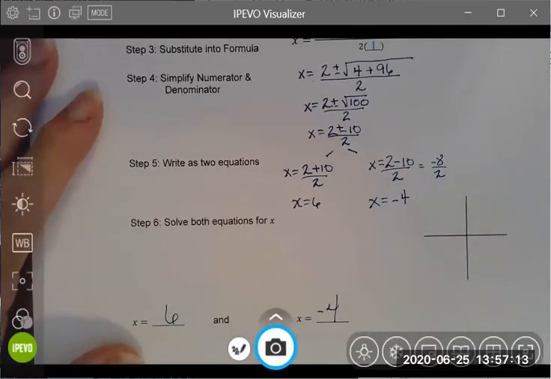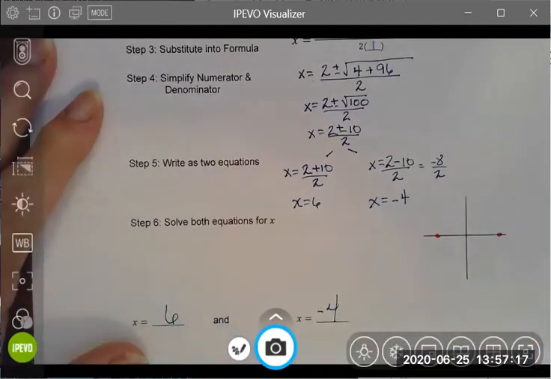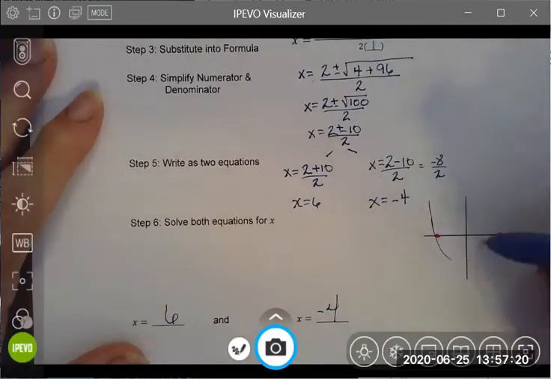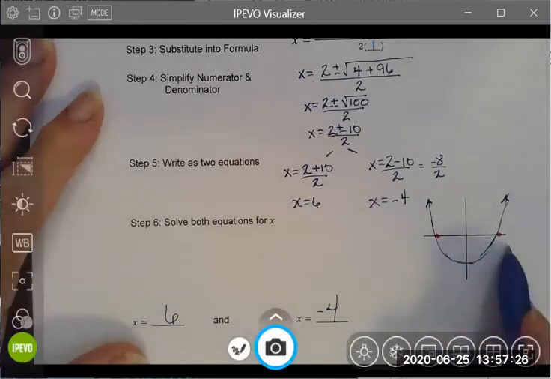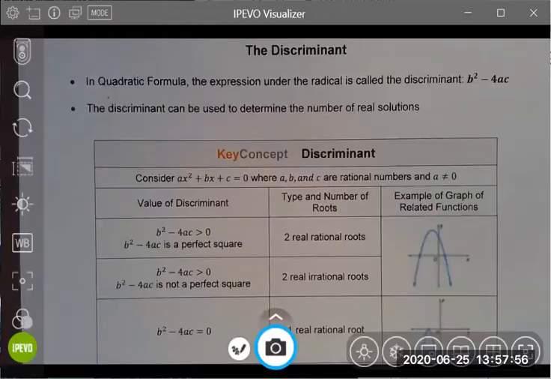If I were to graph these solutions, positive 6, negative 4, they would appear somewhere about around here. And my parabola is shaped from there. So that's what these two solutions represent. They are the x-intercepts of a parabola, and that was the whole purpose of using this formula. All right, so that was a review of the quadratic formula and how it's used. I'm going to leave practicing that lovely thing to you.